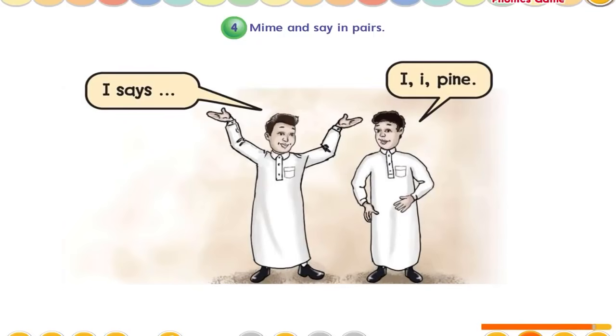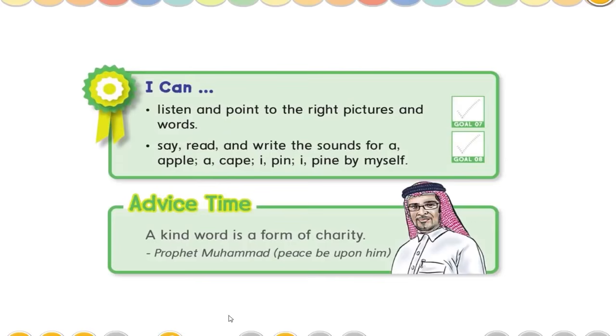Let's play for real. I can أستطيع القيام بالتالي: Listen and point to the right picture and words. استمع إلى النطق الصحيح وأيضا الصور وأشير عليها. Say, read and write the sounds for A. أستطيع أن أكتب وأقرأ الصوتيات الخاصة بـ A مثل apple، و A مثل cape، و I مثل pin، و I مثل pine by myself.